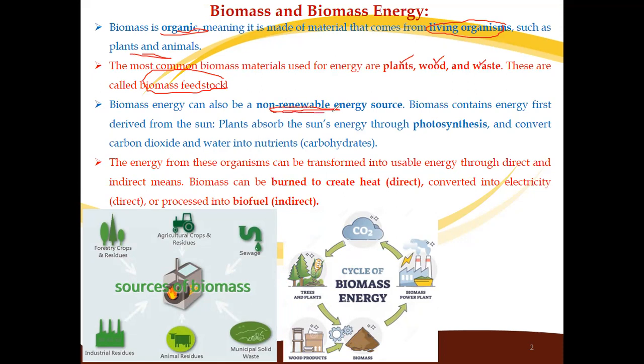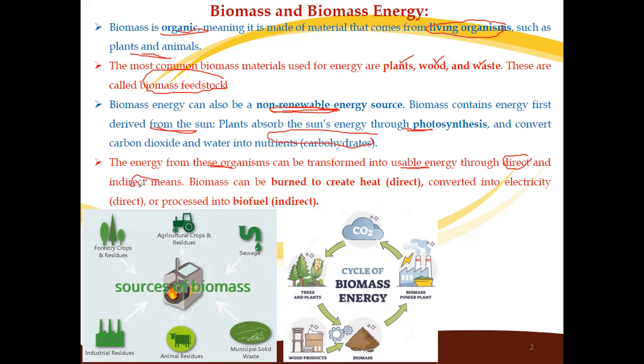Now, this biomass energy can also be a non-renewable source of energy. It is not renewable. So biomass contains energy first derived from the sun. Then the plant absorbs this sun energy by using the photosynthesis method and converts carbon dioxide and water into a nutrition that is called carbohydrates. So the energy from these organisms can be transformed into usable energy by using either direct or indirect means.